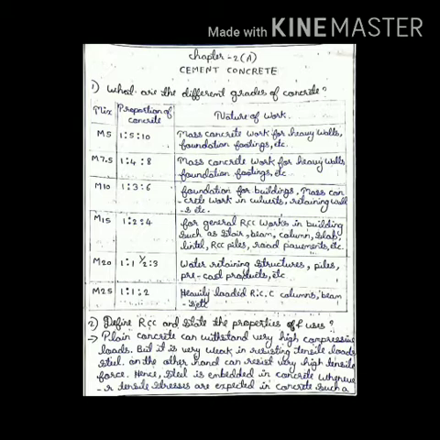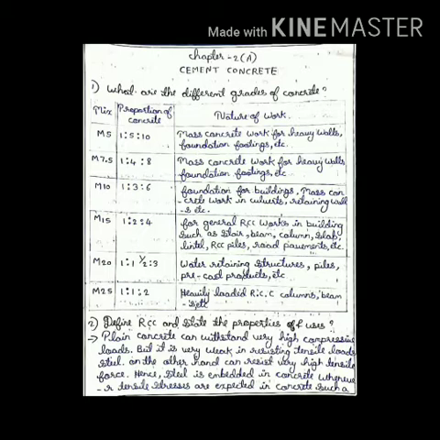Next grade is M15, which has the proportion 1:2:4. This grade of concrete is used for all general RCC works in buildings such as staircase, beam, column, slabs, lintel, RCC piles, road, pavements, etc. Next grade is M20. Its nominal mix is 1:1.5:3. It is used for water retaining structures, precast products, piles, etc. Next grade M25, which has the nominal mix 1:1:2, is used for heavily loaded RCC columns, beams, etc.